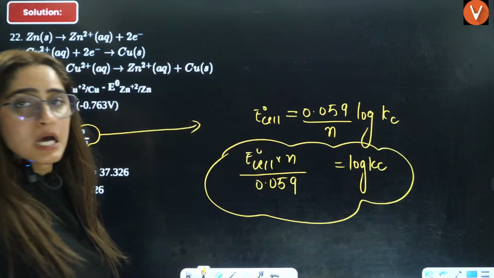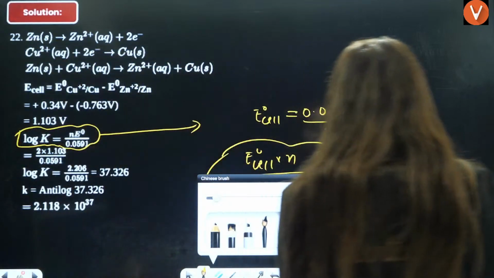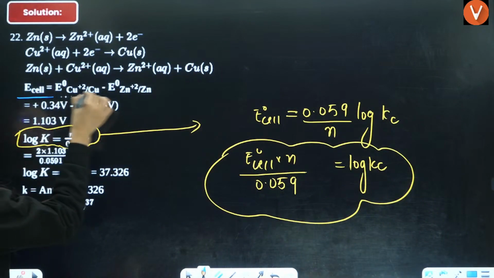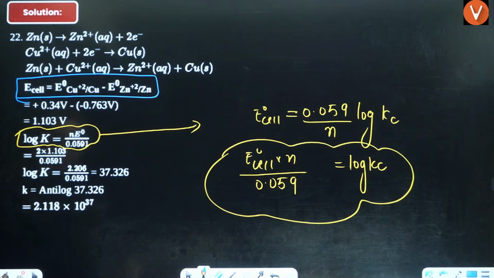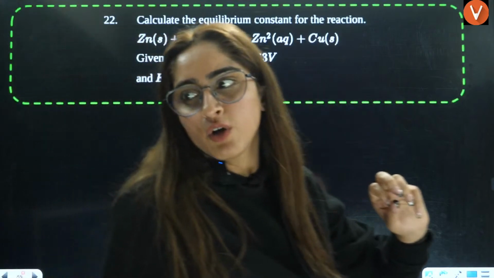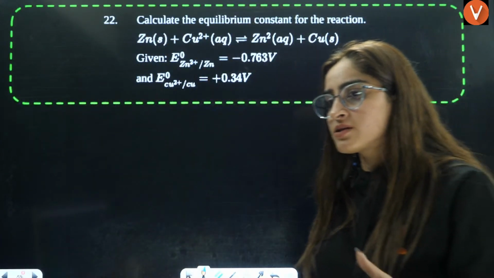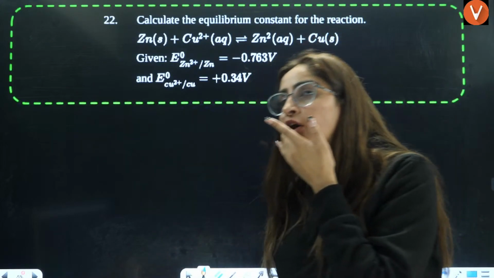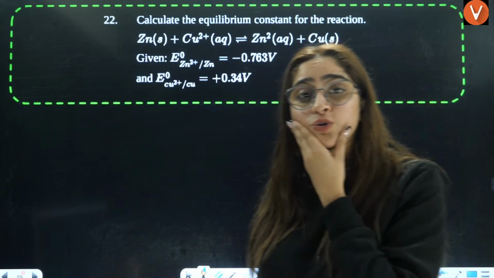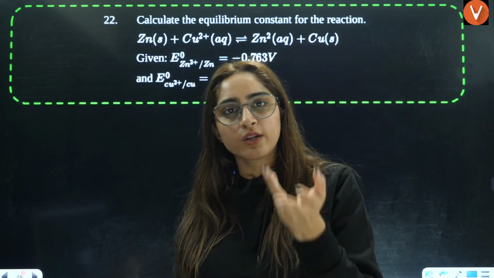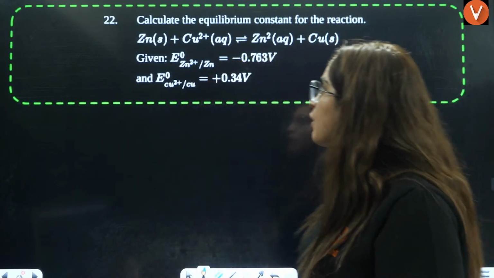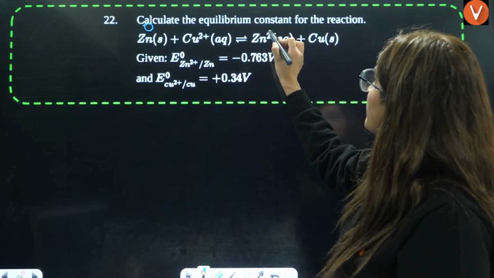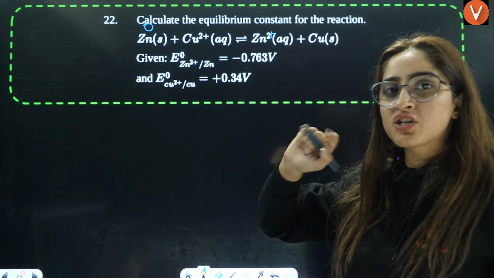Now, E0 cell value is E0 cathode minus E0 anode, right? In electrochemistry, I always tell you the problem is you don't know how to apply the formula. Ma'am, we know the formula is E0 cathode minus E0 anode, but we don't know what is E0 cathode and E0 anode. How to answer that? So here you can say it is increasing from 0 to +2.